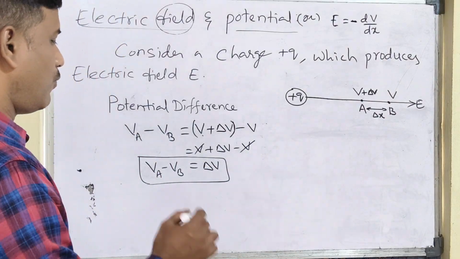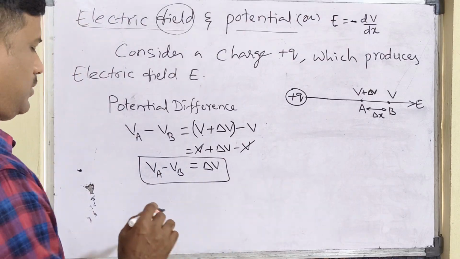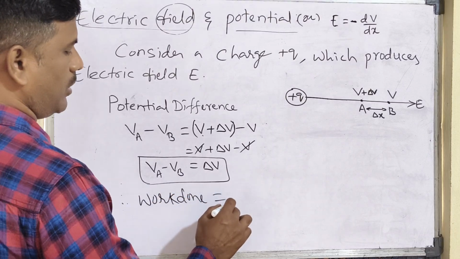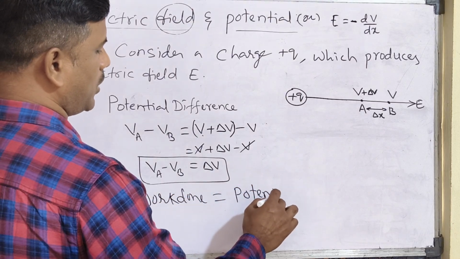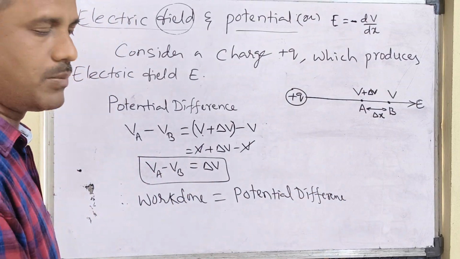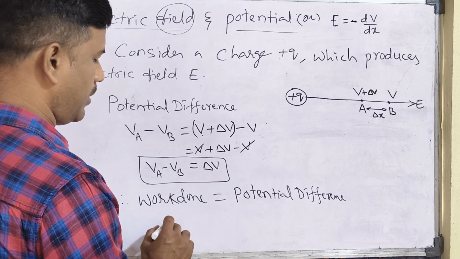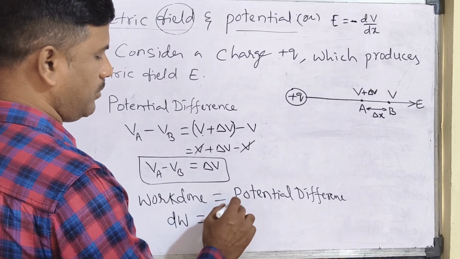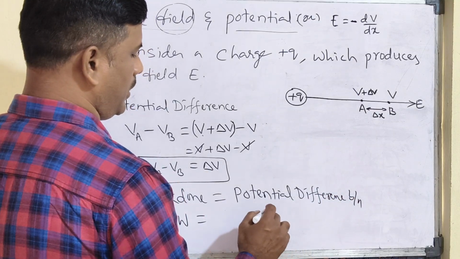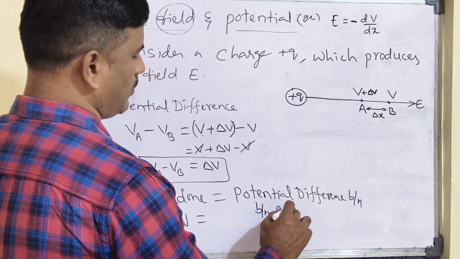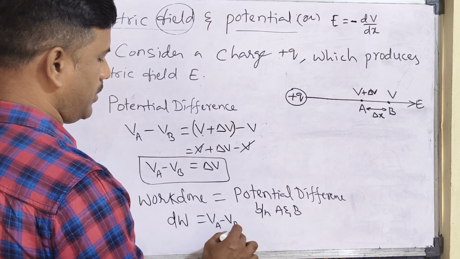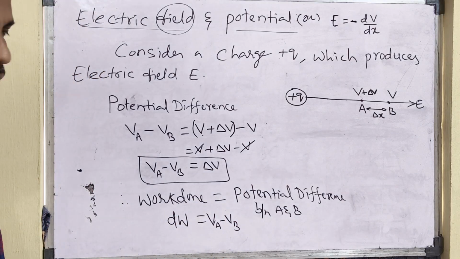Okay, right. Now what is meant by potential difference? Work done. That is very important. Work done is equal to potential difference, that means delta V. Work done is dW. So dW is equal to the potential difference between A and B, VA minus VB. It is the work done formula.